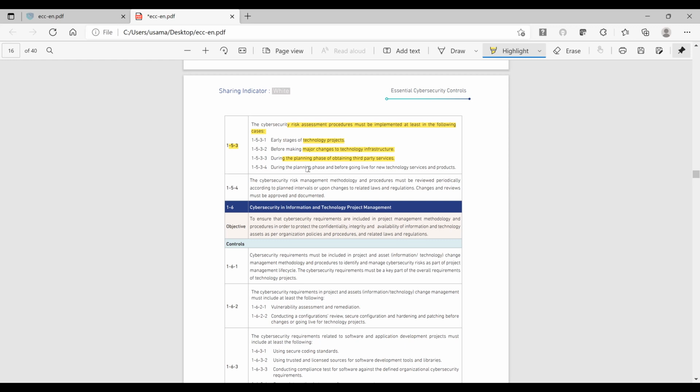Also, during the planning phase and before going live for any technology, services, and products. Don't confuse between 1-5-3-1 and 1-5-3-4. This one is in early stages of technology projects. Then during the planning, if we consider the PDCA cycle, then we mention in subcontrol 1-5-3-1, this will be in planning.